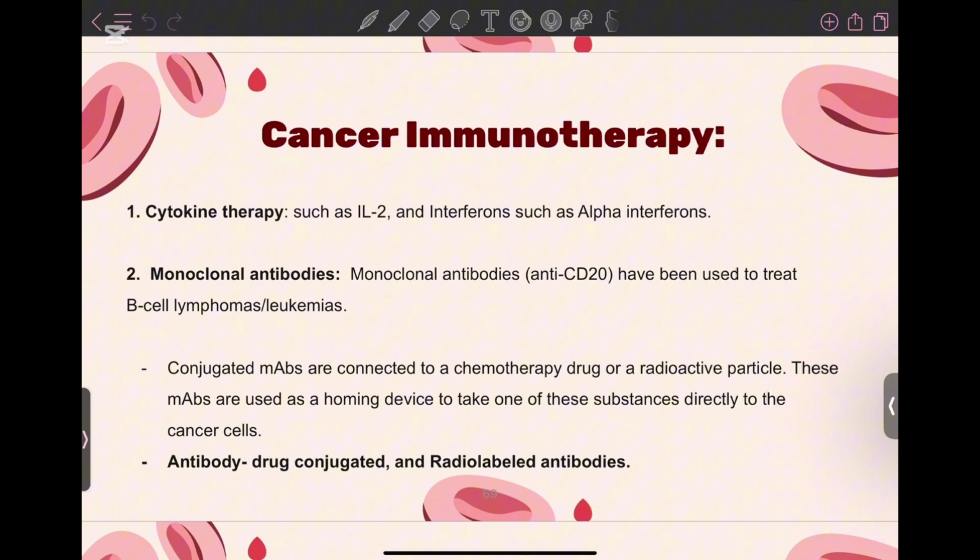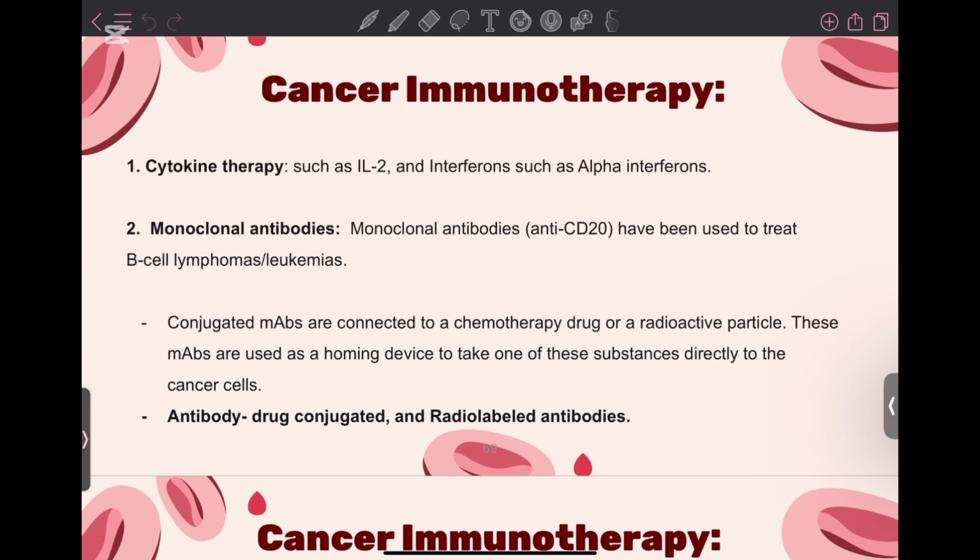Now, coming to cancer immunotherapy. Cancer immunotherapy means you're going to start developing ways to enhance your immune response to the cancer, which is going to help you in eliminating it. So basically, we have cytokine therapy. Cytokine therapy works by providing interleukin-2 and gamma and alpha interferons.